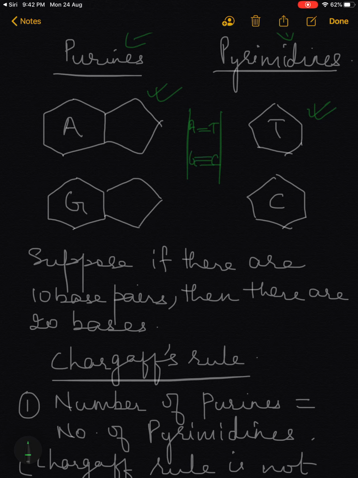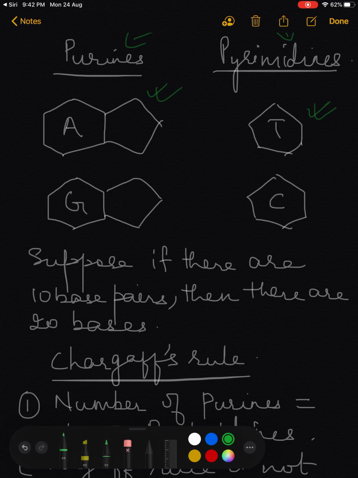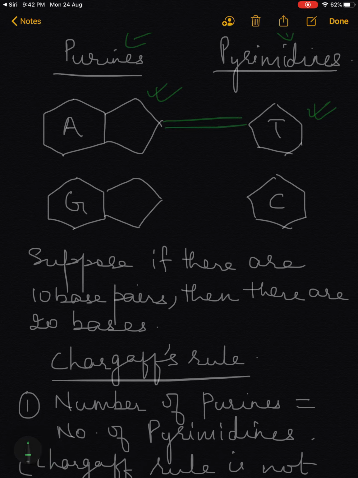We also know that A, let me show you just by removing it from here. Yeah, we also know that A can be paired with T by using double bonds, which is a hydrogen bond, and G can be paired with C by triple bond. Again, it is a hydrogen bond, and these hydrogen bonds provide stability to the DNA. This we have already done.